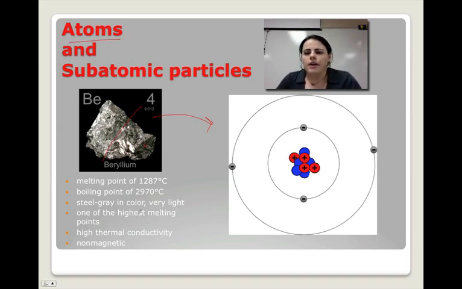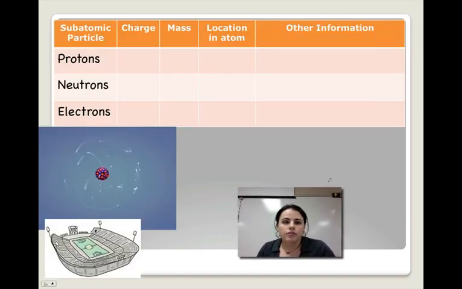Now, we're going to talk about subatomic particles. These three different colored things are the subatomic particles. We have protons, neutrons, and electrons. We have protons and neutrons in the center part called the nucleus, not cell nucleus, atom nucleus. Nuke means center. And then we have these gray things which are on the outside. Those are the electrons. So let's look at them.